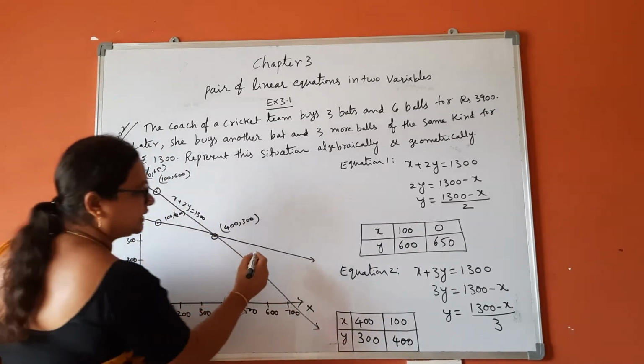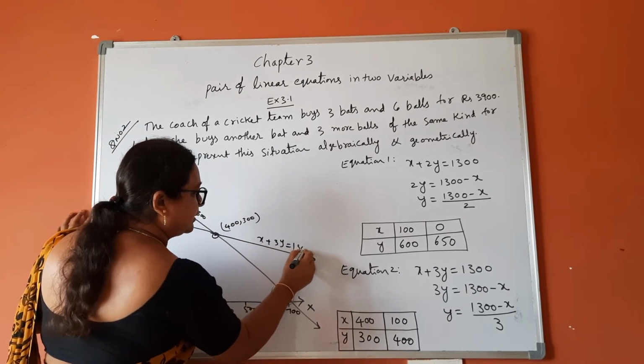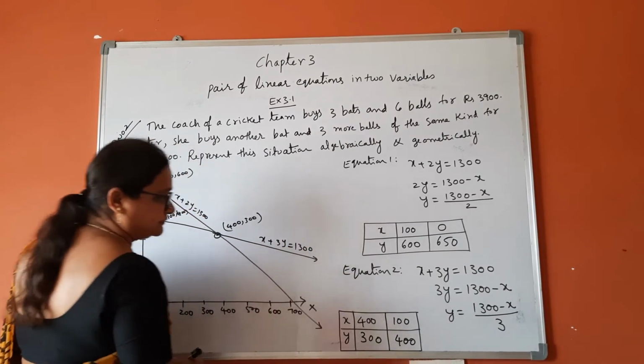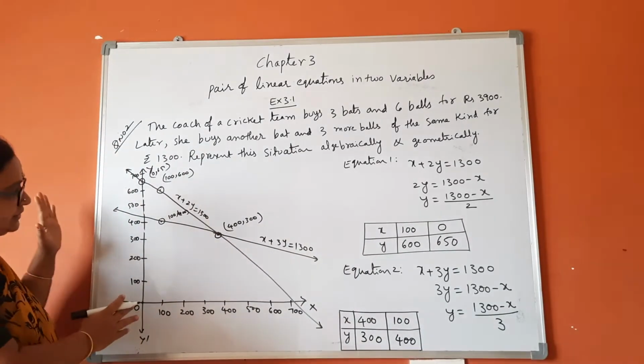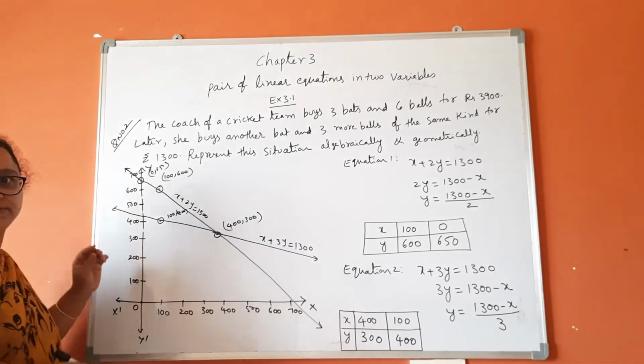This is our second equation, that is x plus 3y is equal to 1300. This is our graphical representation of pair of linear equations in two variables.